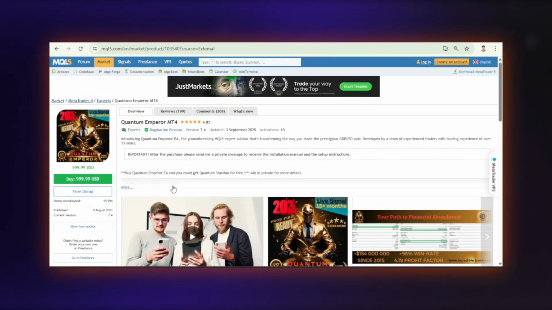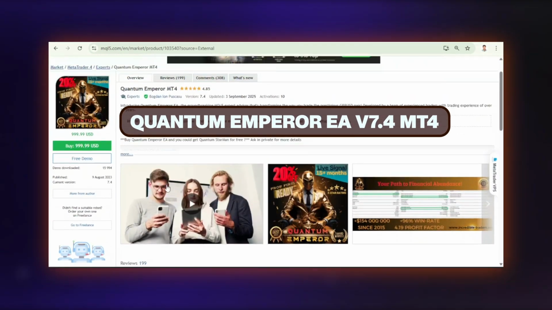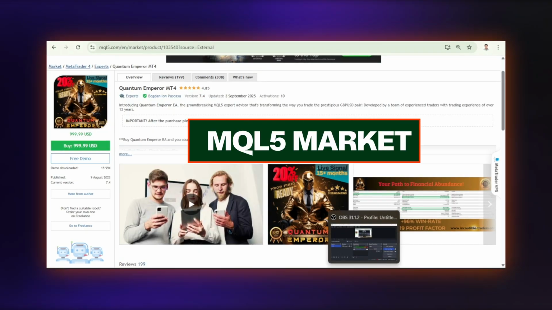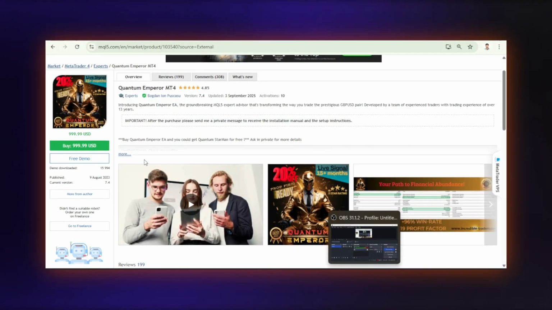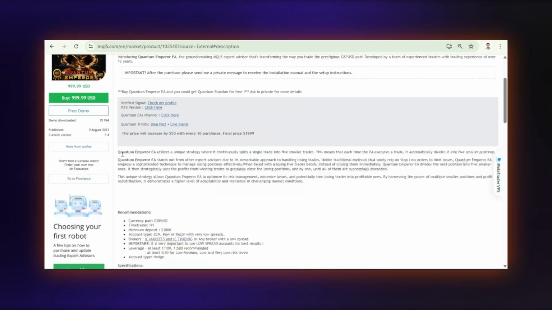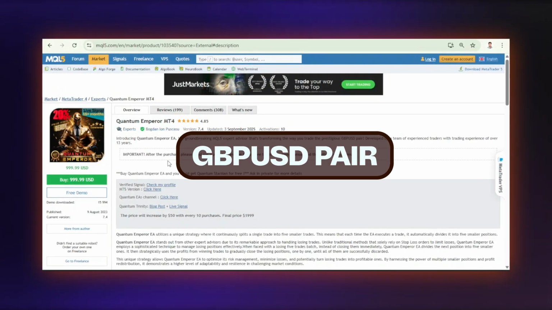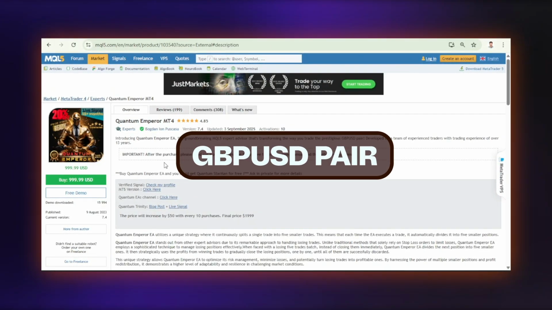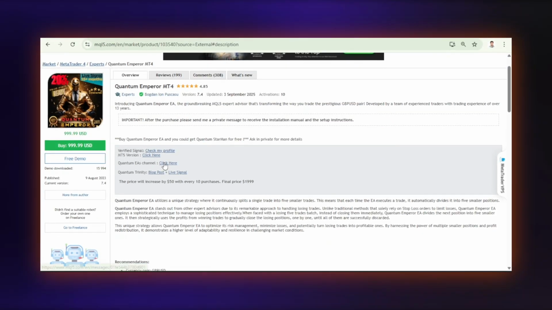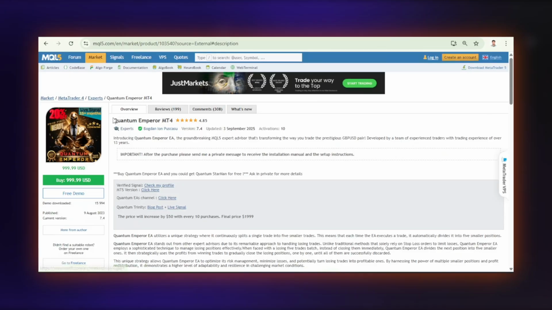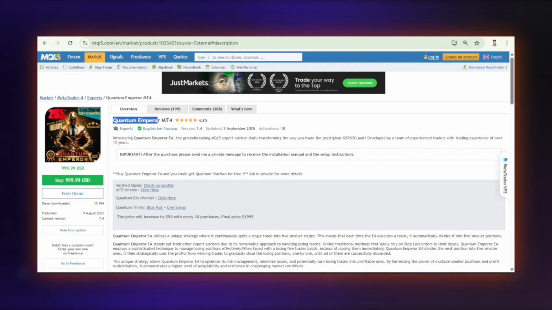Today, we're introducing the Quantum Emperor EA V7.4 MT4, available for purchase on MQL5 market. Priced at $999 USD, this expert advisor is designed to enhance your trading with its advanced approach to handling the prestigious GBP USD pair. This EA is a groundbreaking tool developed by experienced traders with over 13 years of experience. Quantum Emperor is designed to optimize your trading and minimize risk with its unique strategies.